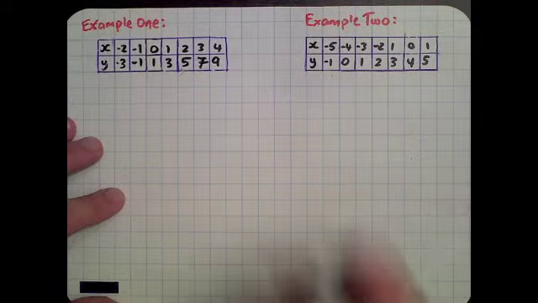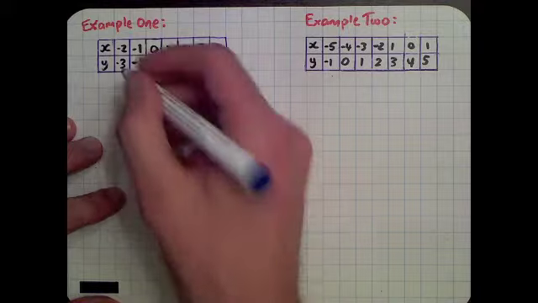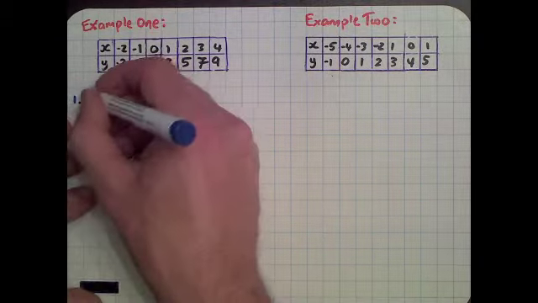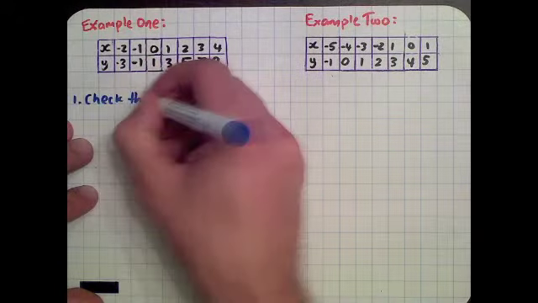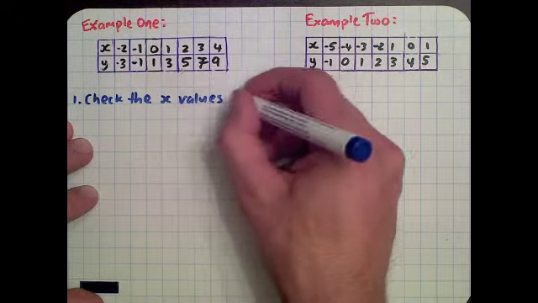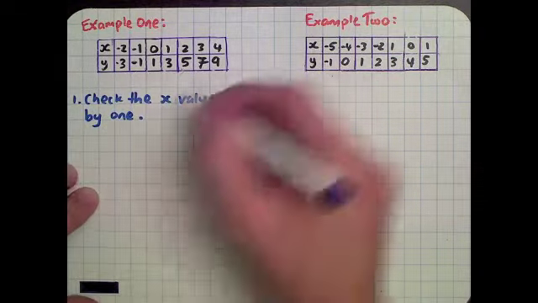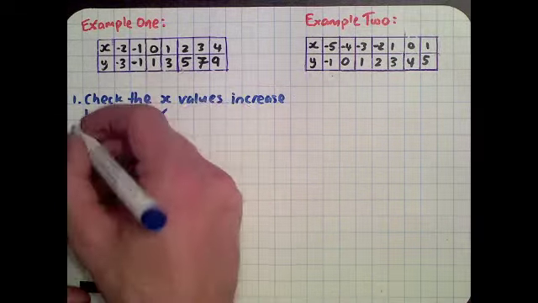Alright, let's look at a couple examples to sort of get an understanding of this, eh? Let's write out some steps. Step 1. Let's check our x values first. Make sure they're increasing by 1 each time. It makes life a little bit easier, eh? There we go. Yeah, that's all going up by 1, so that's good.